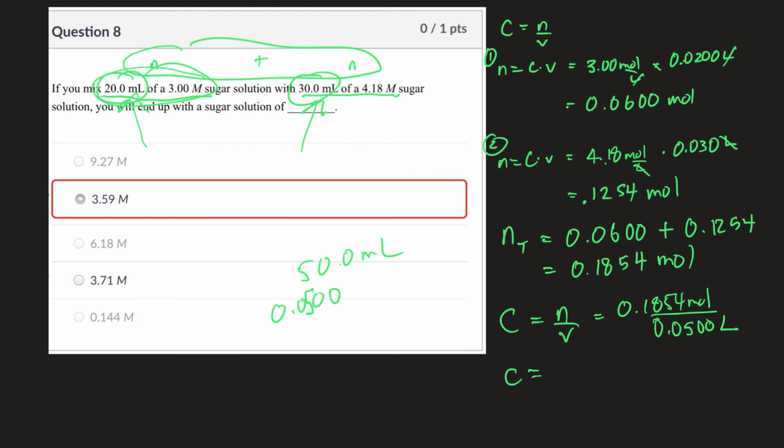So the concentration will be 3.708 moles per liter. Sig figs, 3 everywhere. So I'd call this one 3.71 moles per liter. Right there. Okay, hopefully that helps you with those 2 questions. Just getting that understanding of moles.